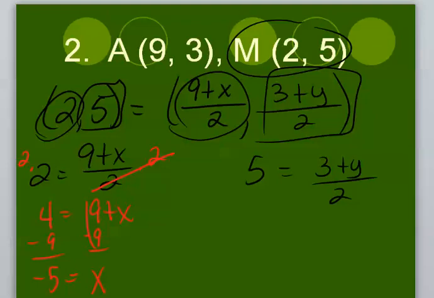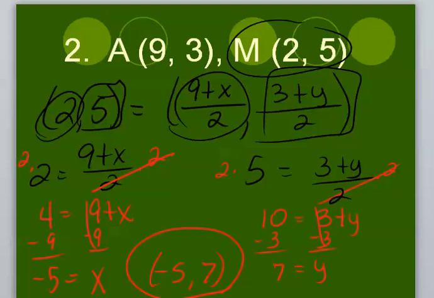Same thing with the y's, we're going to multiply by 2 to clear the bottom. 2 times 5 is 10, equals, the top does not change, it's 3 plus y. To get y by itself, we're going to eliminate the 3. This is a positive 3, so we subtract it from both sides, and y is 7. So my other endpoint, my point B, is negative 5, 7. If I put this with the 9, 3 and do the midpoint formula, my answer is M, the 0.25.